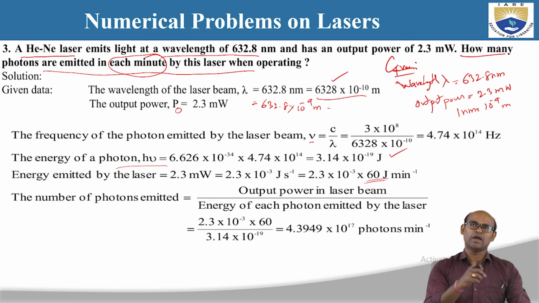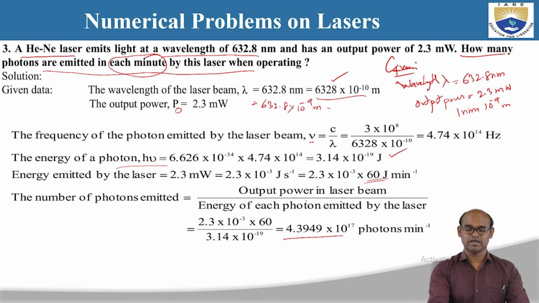If they have given the total output power, and if you know the energy of each photon, total output power divided by energy of each photon will give you the total number of photons. That is why we have used the formula. Number of photons is output power divided by energy of each photon. So output power is 2.3 into 10 power minus 3 into 60, because we are going to calculate the number of photons per minute, divided by the energy of each photon, 3.14 into 10 power minus 19. So you are getting 4.39 into 10 power 17 photons per minute.